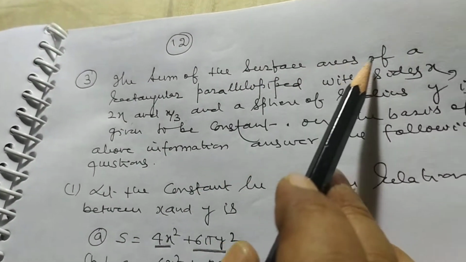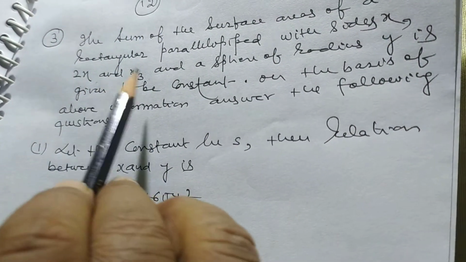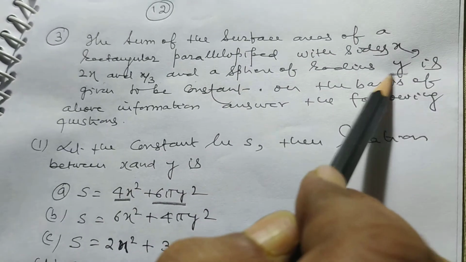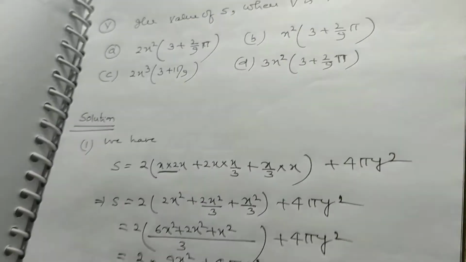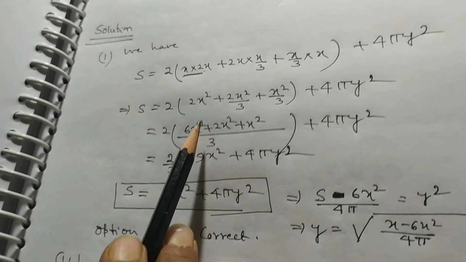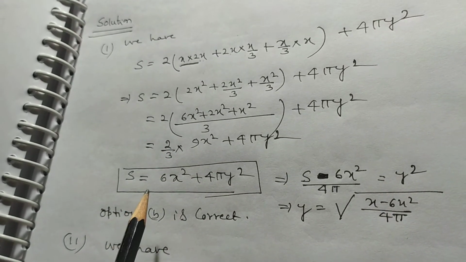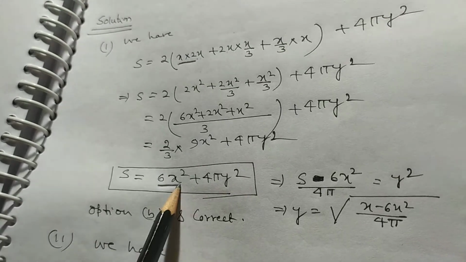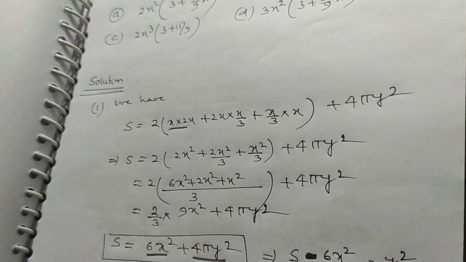The sum of the surface area of a rectangular parallelepiped with sides x, 2x and x by 3, and a sphere of radius y. The radius of the sphere is y. So surface area of the sphere is 4πr square. And this is very, very easy. So now, B is the correct option: 6x square plus 4πy square.